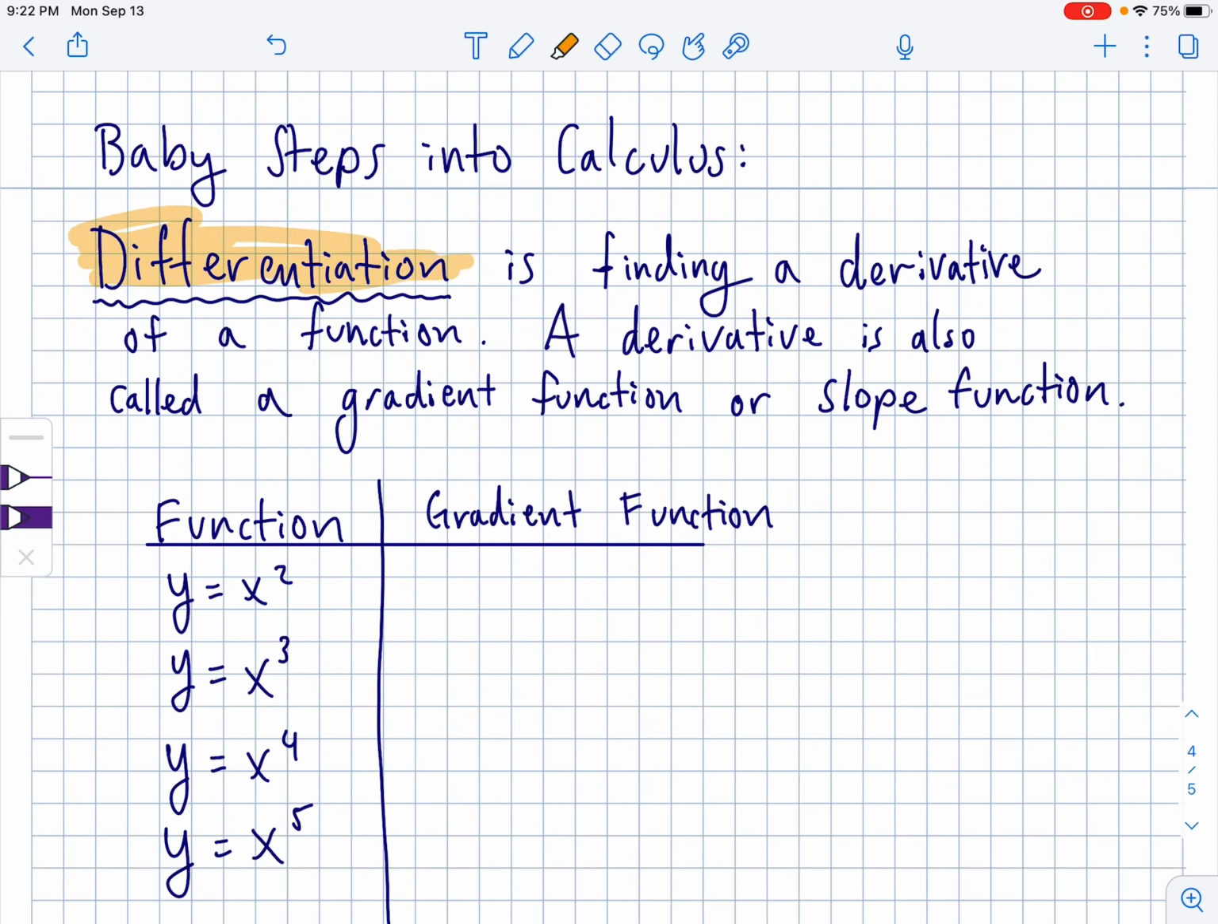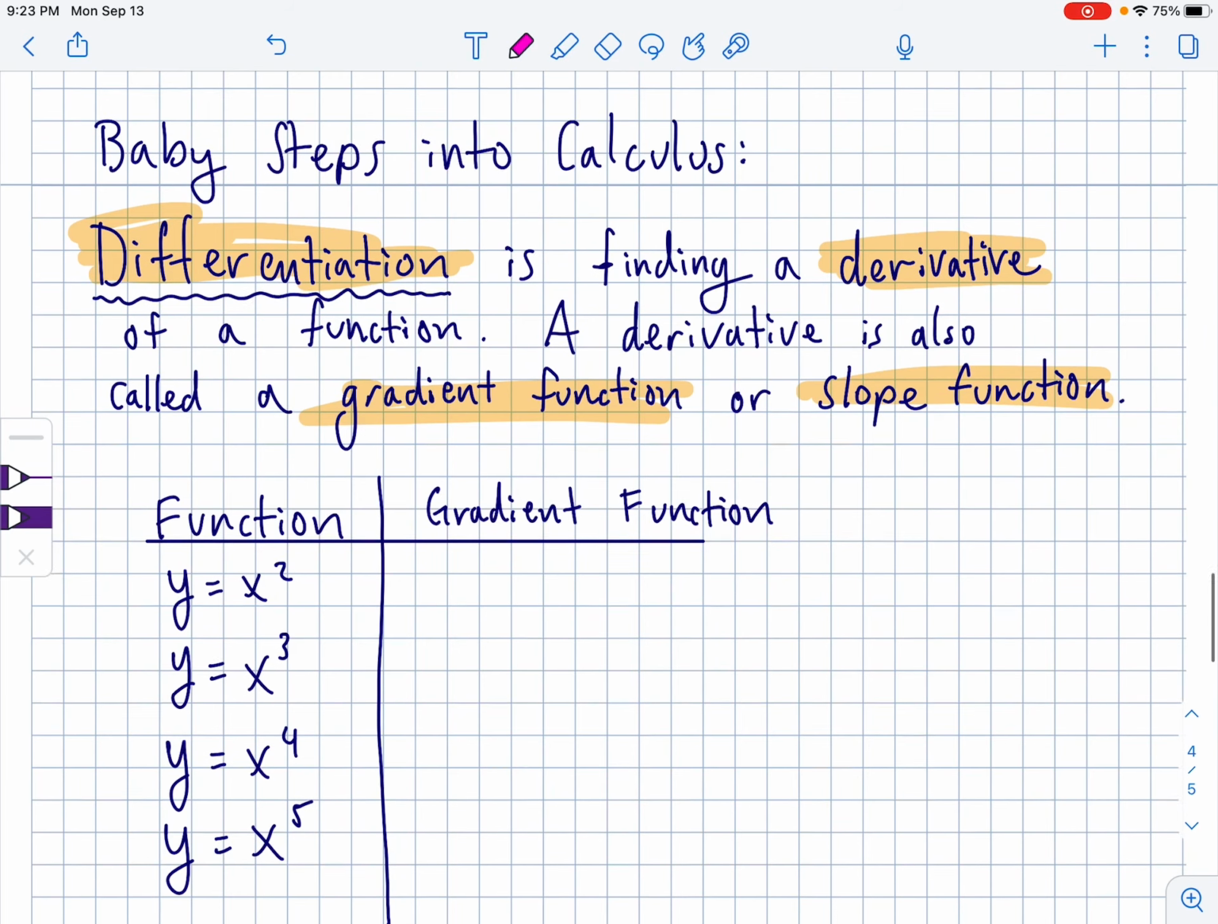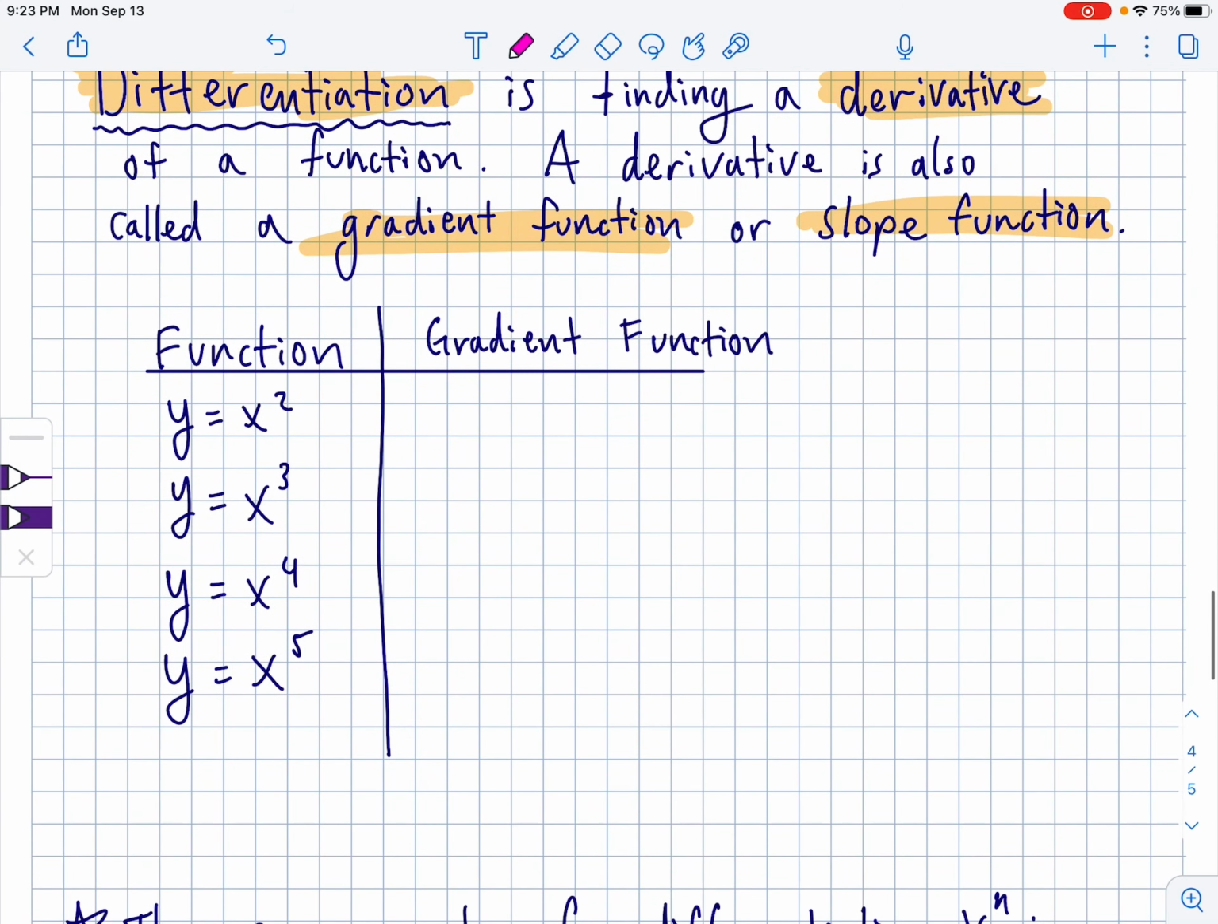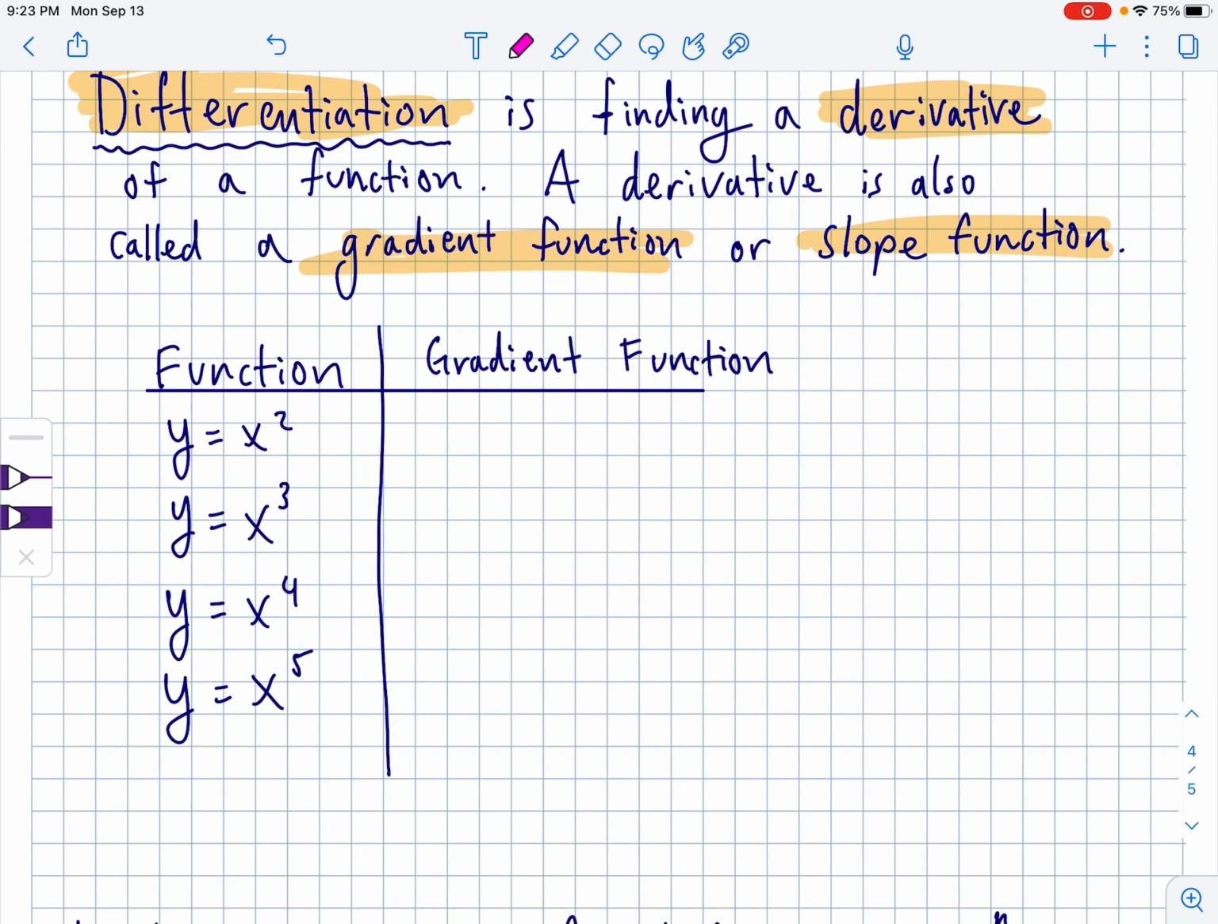differentiation. This is a vocab word for finding a derivative of a function. You can also call a derivative a gradient function or a slope function, or as I call it, the slope machine. So I'm going to throw some things onto this table, and I'm going to show you guys the derivatives of these functions. See if you can spot the pattern with these.